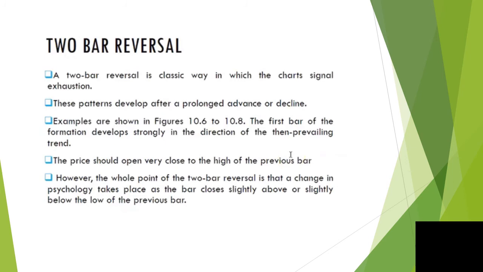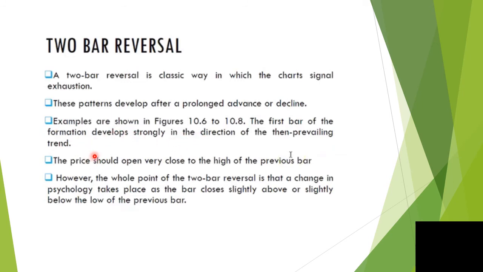And then we have 2 bar reversal. So a 2 bar reversal is a classic way in which the chart signals exhaustion. These patterns develop after a prolonged advance or decline. We may look at the examples in figure 10.6.